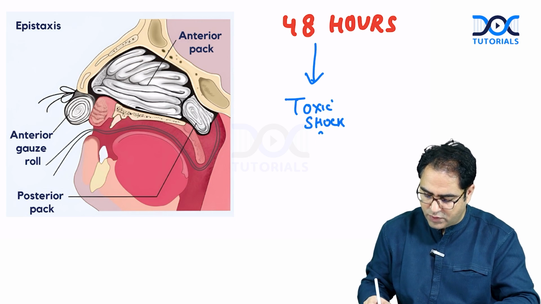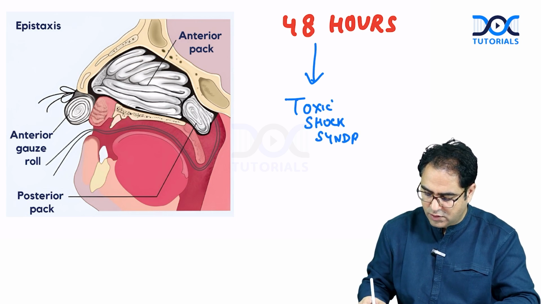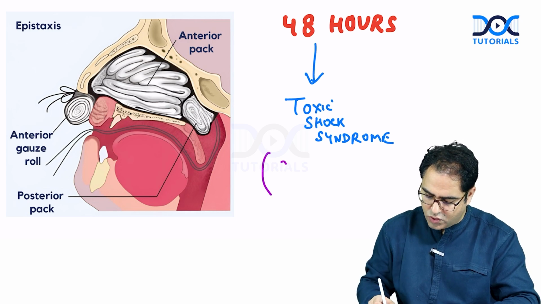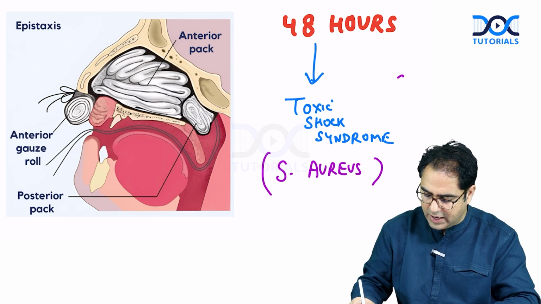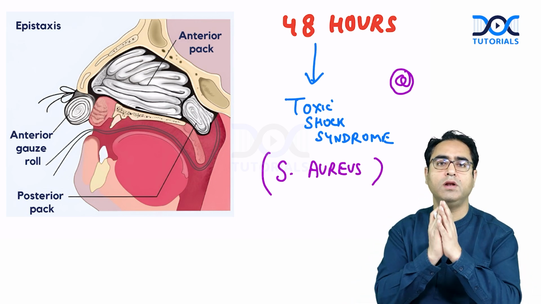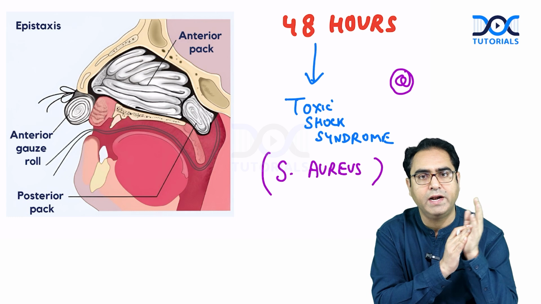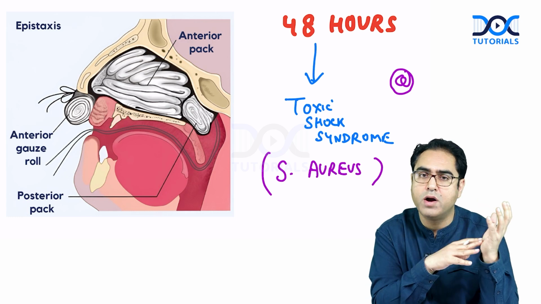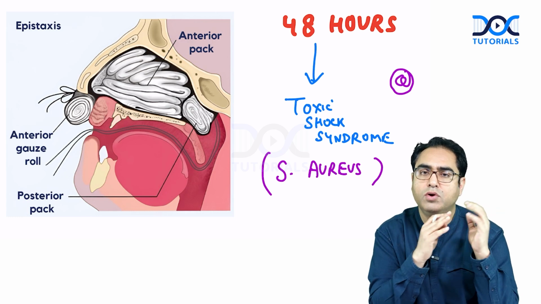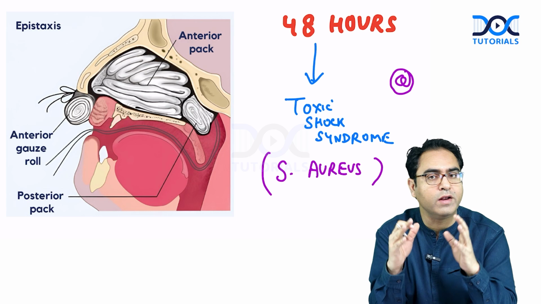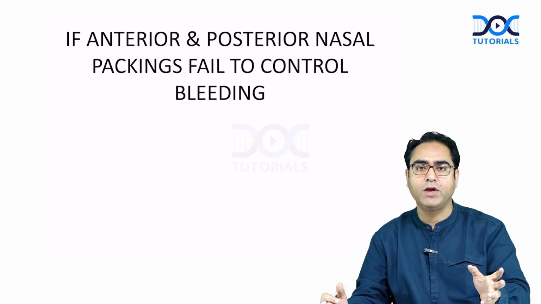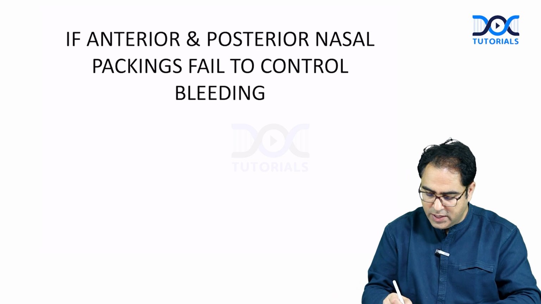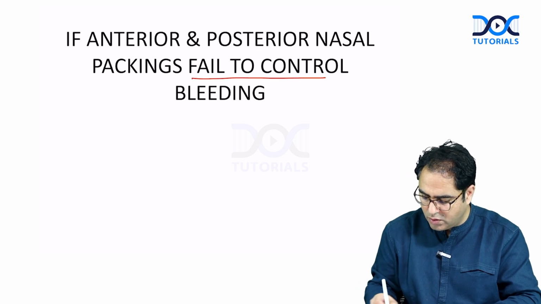You must have heard this word in microbiology classes. Toxic shock syndrome is septicemic shock due to colonization of Staph aureus. Staph aureus, and this is a very important question. All packs from the body should be removed in 48 hours. If you leave the pack for a longer duration, there's a chance of toxic shock syndrome due to Staph aureus colonization. My dear friends, by chance you did the anterior packing also and posterior packing also, but this packing fails to control bleeding.